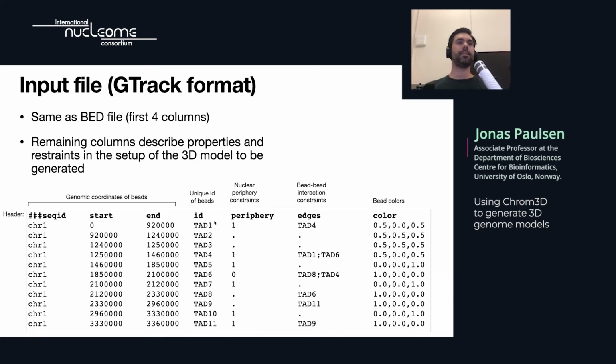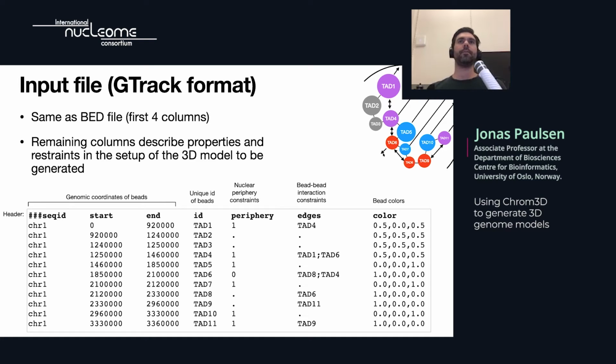So for example, in this case, I want TAD1 to be close to TAD4, and TAD4 should, in addition to being close to TAD1, also be close to TAD6, and so on. And these interactions are separated with a semicolon. So basically, you can visualize it like this. This GTrack file sets up how the TADs are connected to each other in the beads on the string chain, their size, and how they should interact with the nucleus or the nuclear confinement, the nuclear periphery, and the center, and also how they should interact with each other.